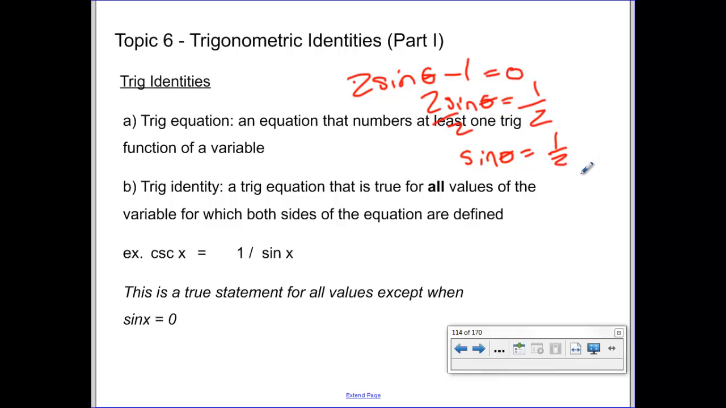It's equal to 1/2 a lot of times. For sure, your calculator will give you one answer if you inverse sine it, and I'm thinking it's 30 degrees. But 30 degrees is not the only answer. There's actually a lot of answers. That is an equation where there is at least one answer.